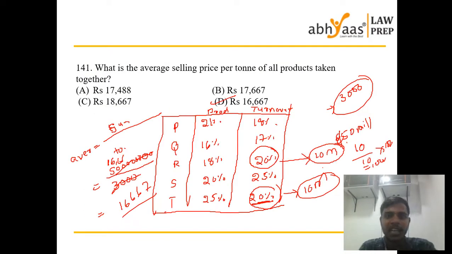We don't have to calculate the whole value here. See, for example, if you take company P, your total turnover is 18%, and the total production is 21%. I'll just compare the values. So the total production is 21 and the total turnover is 18 percentage. I will try to do the fractional value.